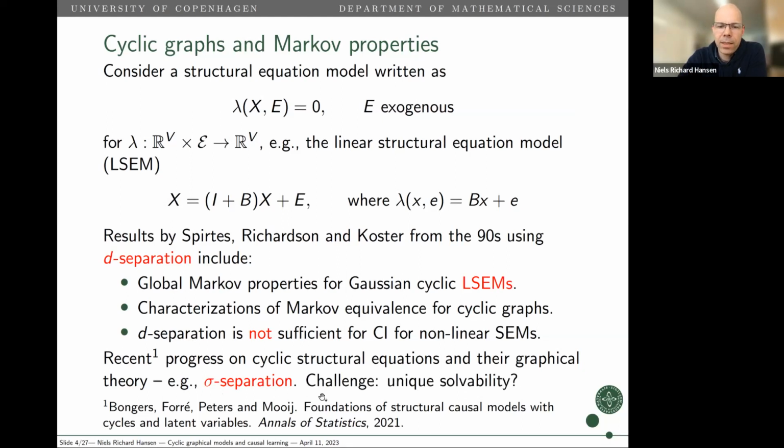One major challenge when you allow for cycles is the question of unique solvability, both of the equation in itself, but also when you start intervening in the equation. For instance, do you have unique solvability, and is it preserved when you intervene, even if you have it for the original equation? This is one of the things that this paper deals with in great detail.